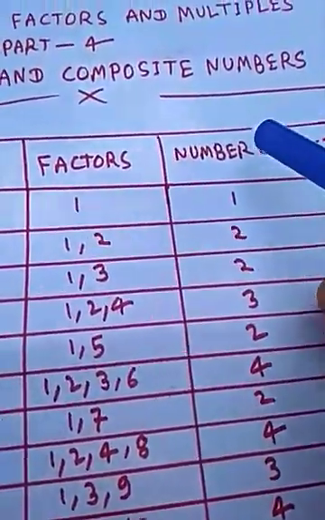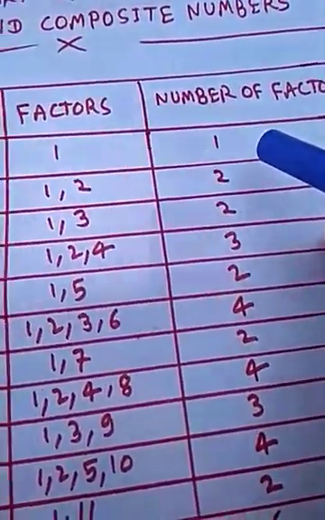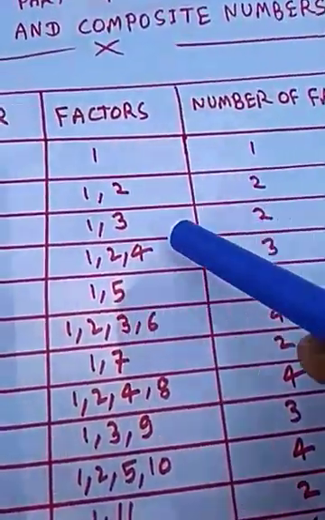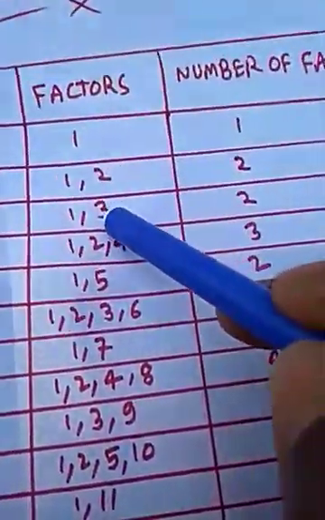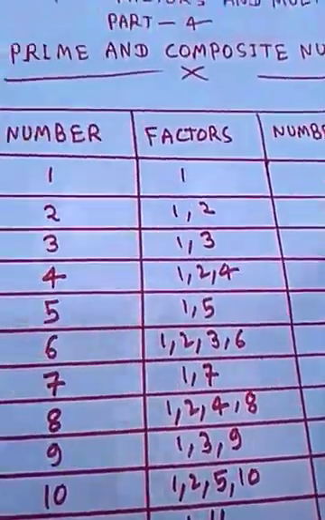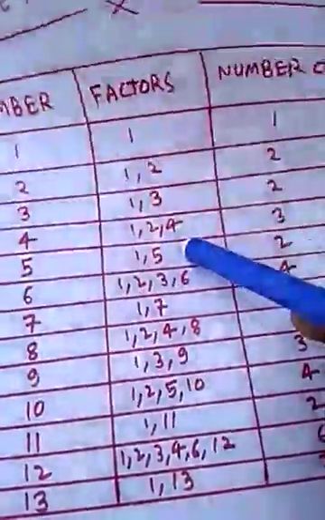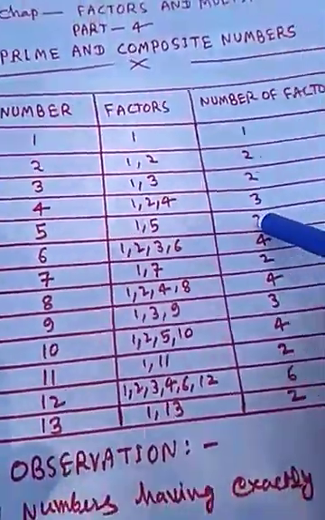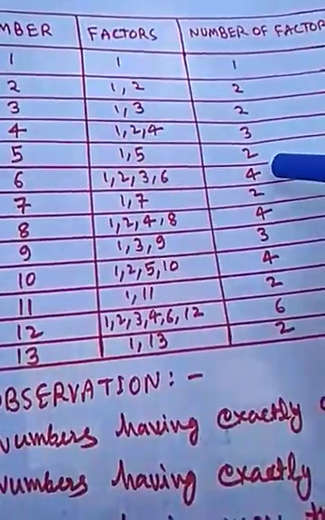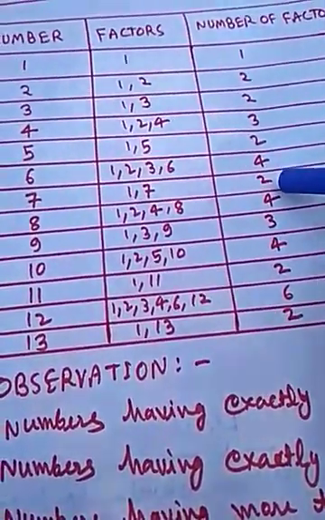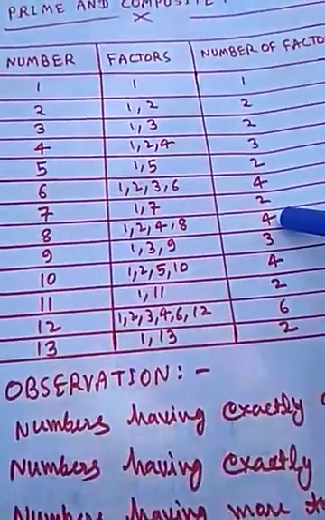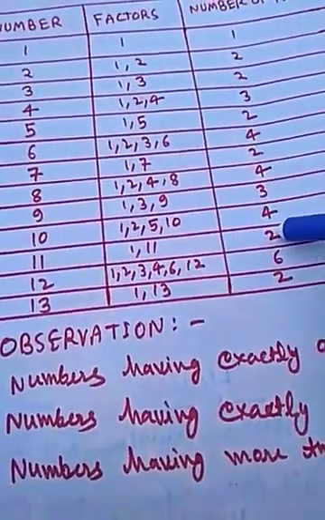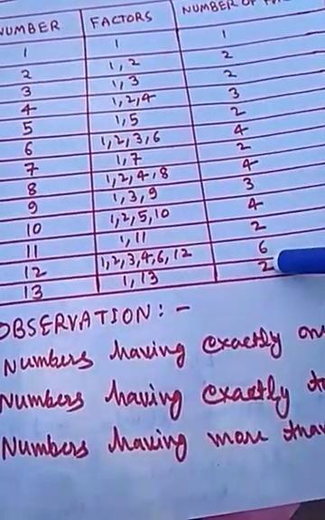Now the number of factors: factor of 1 is 1, so 1; factor of 2 is 1 2, so 2; factor of 3 is 1 and 3, so 2; factor of 4 is 1 2 and 4, so 3; factor of 5 is 2, factor of 6 is 4, factor of 7 is 2, factor of 8 is 4, factor of 9 is 3, factor of 10 is 4, factor of 11 is 2, factor of 12 is 6, factor of 13 is 2.